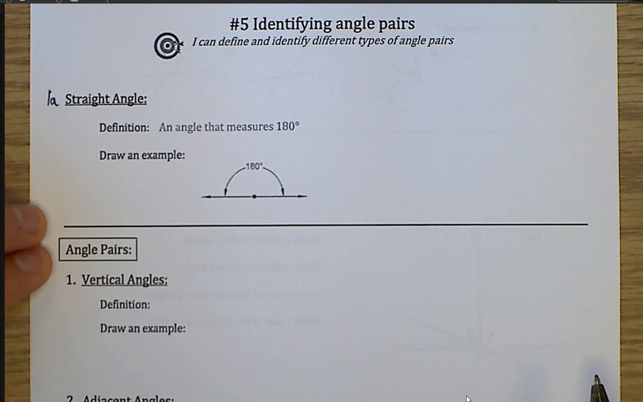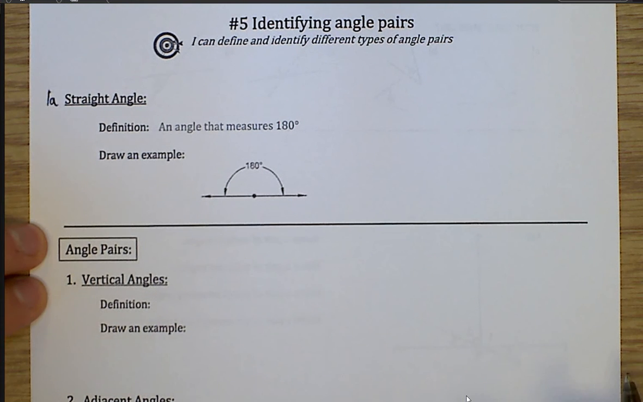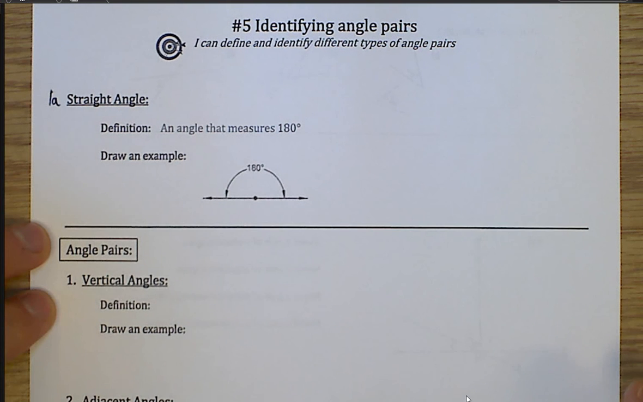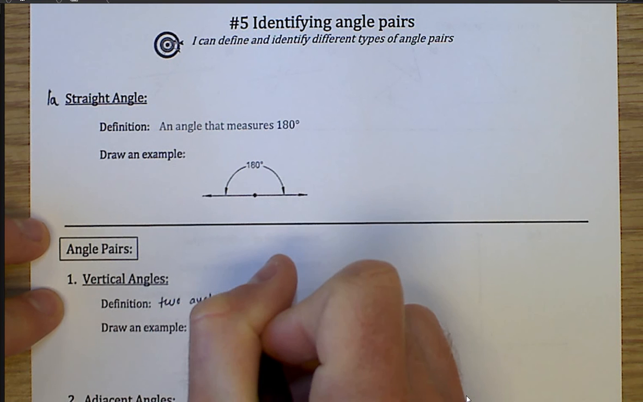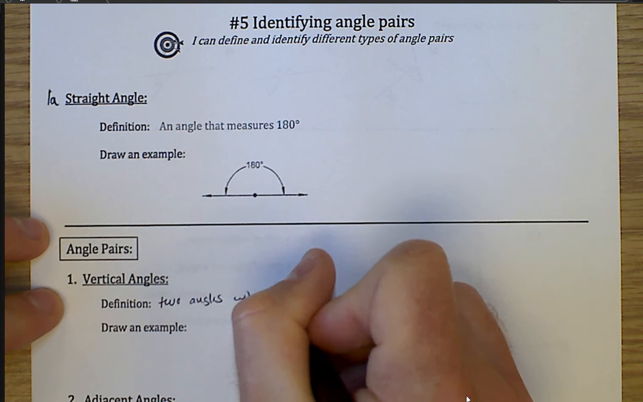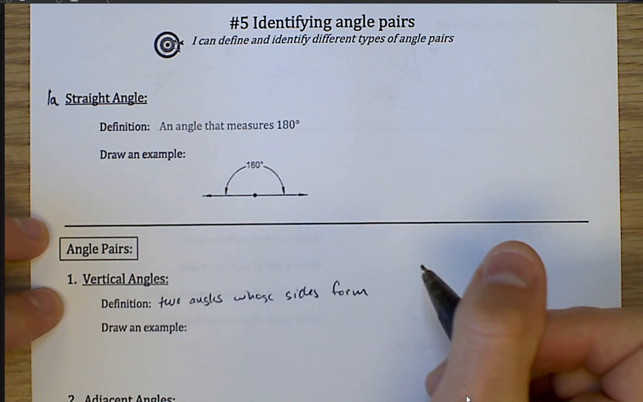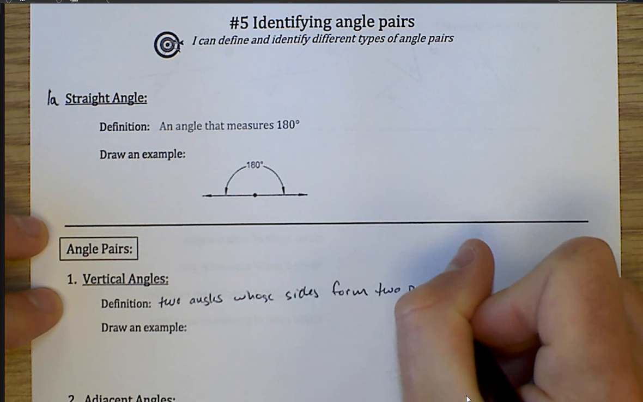So the second one we're going to talk about is our angle pairs. So every picture that we draw here is going to have angles that you can make as pairs. So the first one is vertical angles, and let me give you the definition of it. It's two angles whose sides form two pairs of opposite rays.